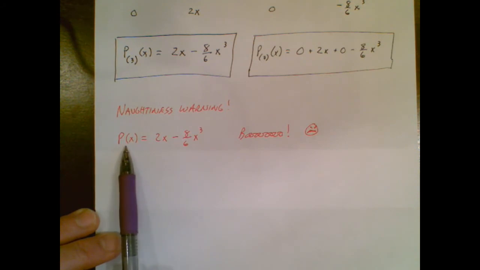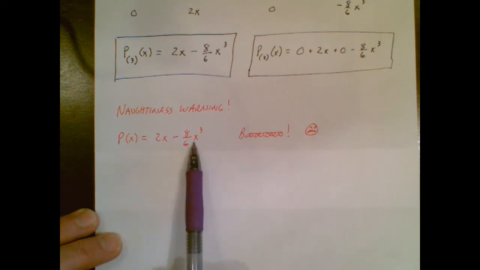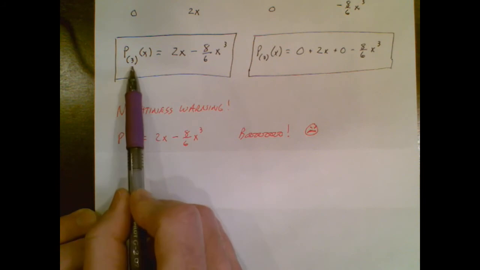P of x represents the Taylor polynomial, or the Maclaurin polynomial in this case, but that implies that you're going to do every term out to n equals infinity. Here we decided to only go to n equals 3, so the proper notation is this and not this.